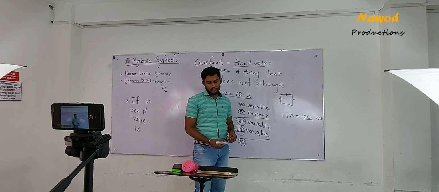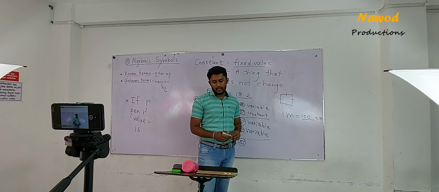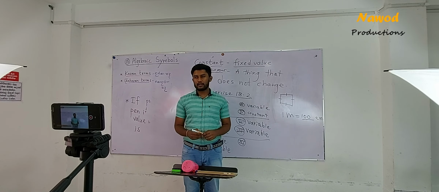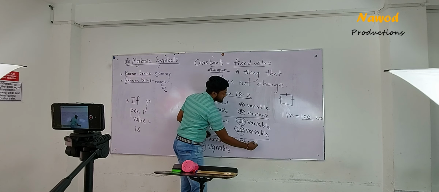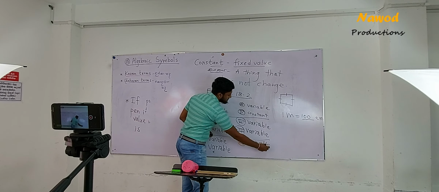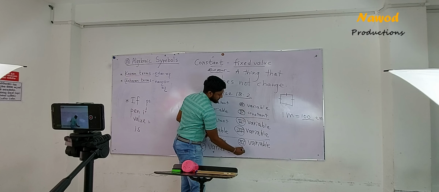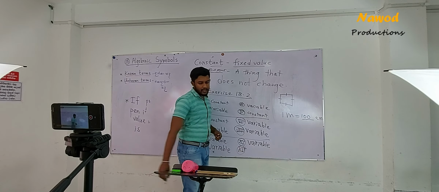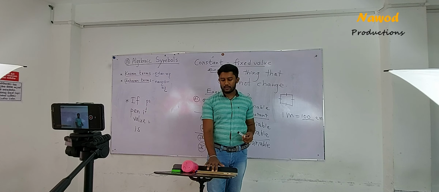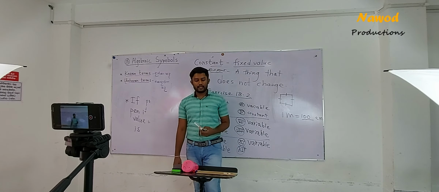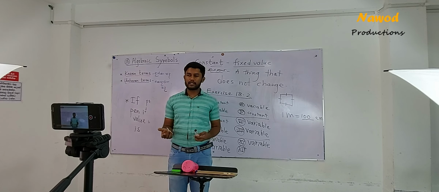Eleventh one. The price of $1 in rupees. It also changes. Variable. Twelfth one, last one. The daily attendance of children in a particular school.